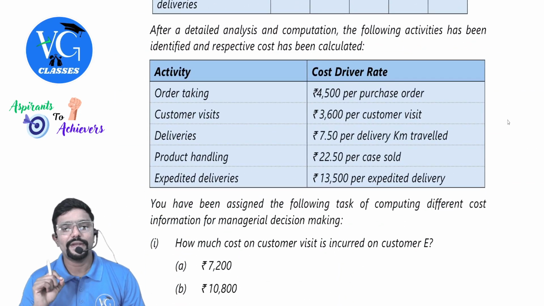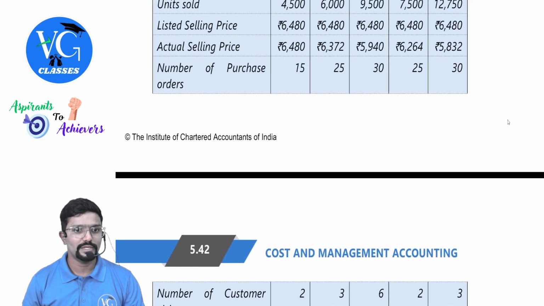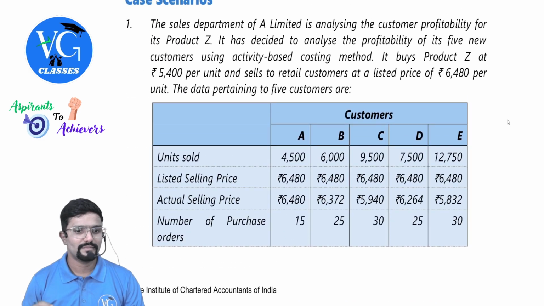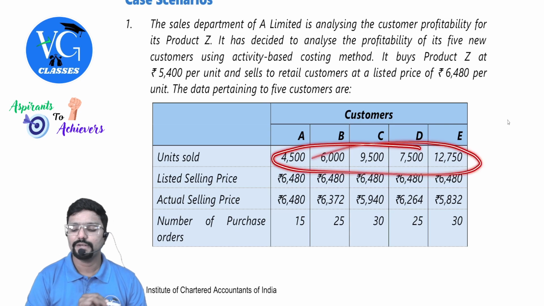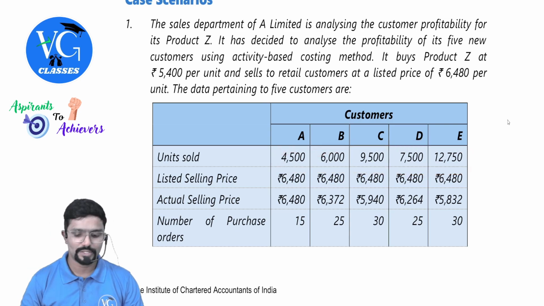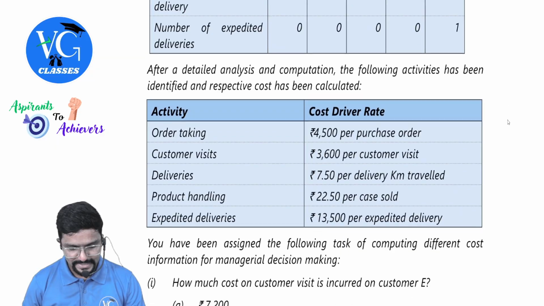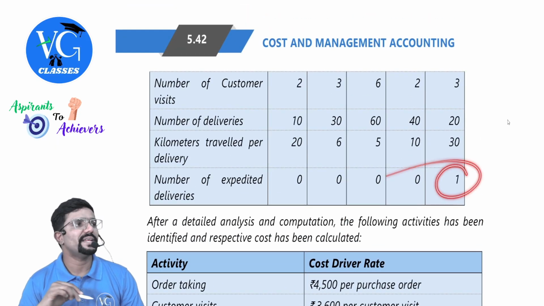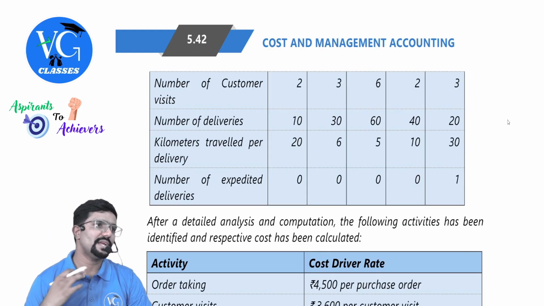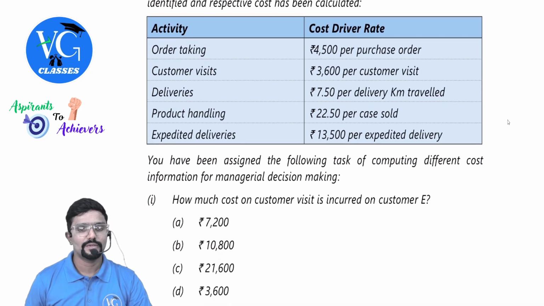Product handling, 22.50 per case sold. Case or units? Oh, in one place they have used case or units. One and the same, don't get confused. You need to just multiply with the units sold. Expedited delivery only for the last customer, E. Only for E, guys. Just multiply straight away with it.